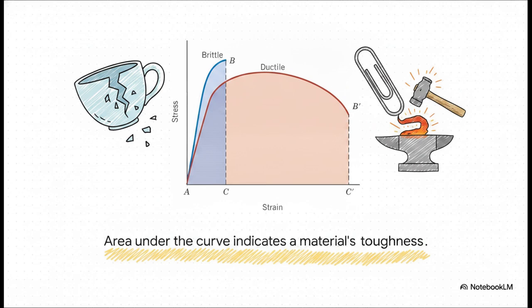We literally calculate toughness by measuring the entire shaded area underneath a stress-strain curve. A brittle material, like say a ceramic coffee mug, has a steep, narrow curve. It's strong, but it snaps almost instantly. A ductile material, like a structural metal, has a wide, sweeping curve. It absorbs massive amounts of energy before it finally gives up and fractures.